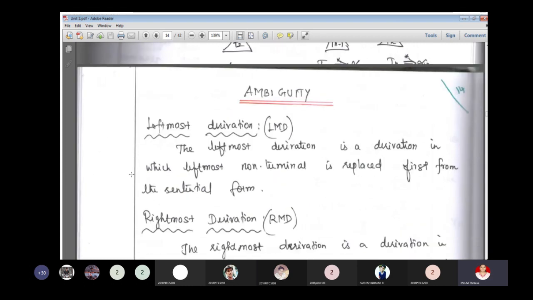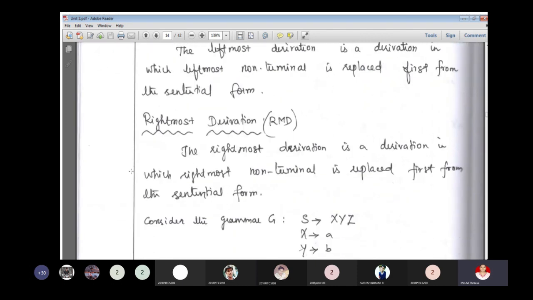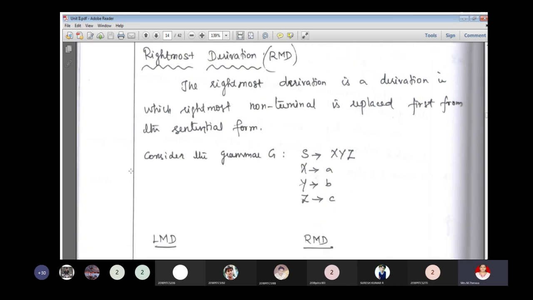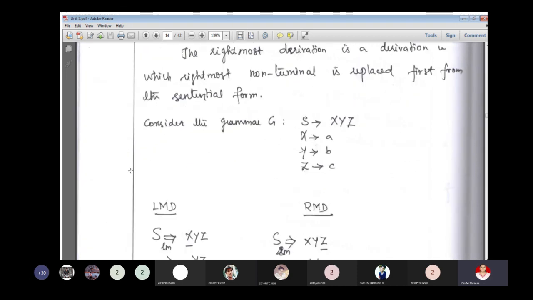The leftmost derivation is a derivation in which the leftmost non-terminal is replaced first from the sentential form. Next, rightmost derivation. The rightmost derivation is a derivation in which the rightmost non-terminal is replaced first from the sentential form. Just consider a grammar S tends to X, Y, Z and X tends to A, Y tends to B and Z tends to C. Then what is called leftmost derivation?